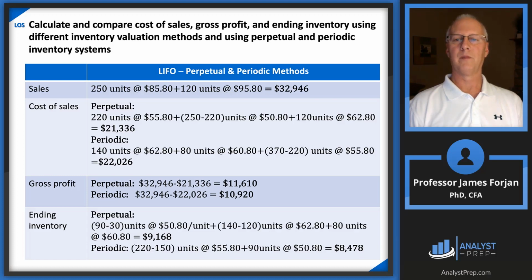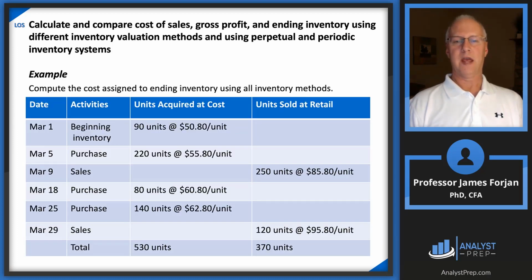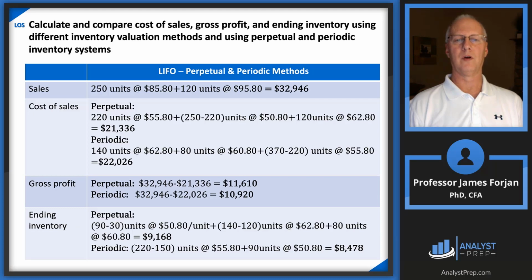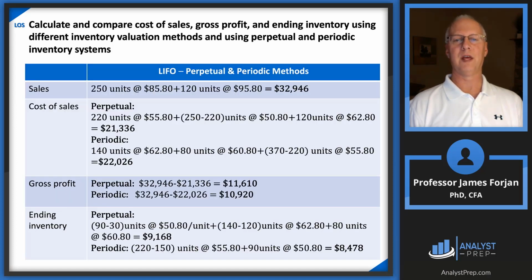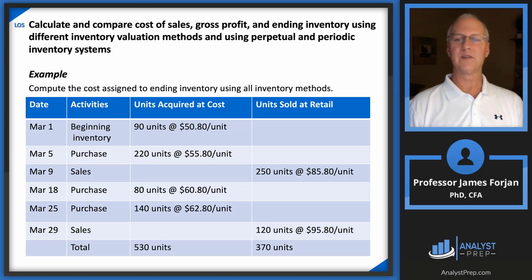Now for perpetual, we're going to have to pay attention to a couple of things that are going on here, right? So watch this. On that March 9th sale, we're going to sell all of those 220 at the $55.80, and then we're going to sell 30 of those 90 at the $50.80. So notice under perpetual, I got the 220 times 55.80 and then the 30 times 50.80. And that completes the sale on March 9th.